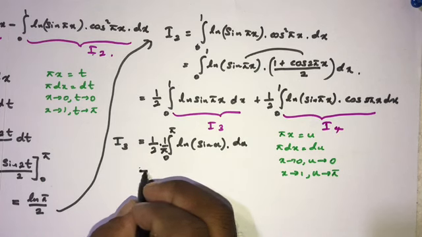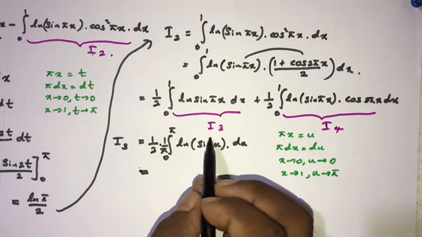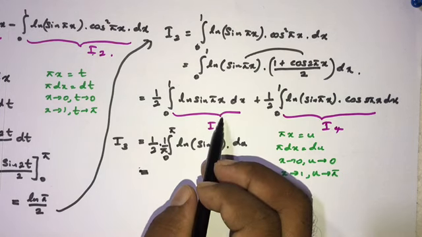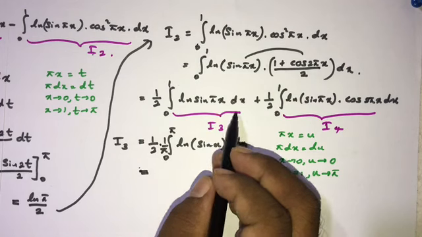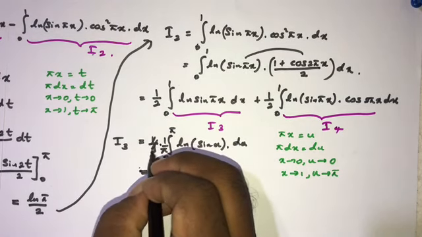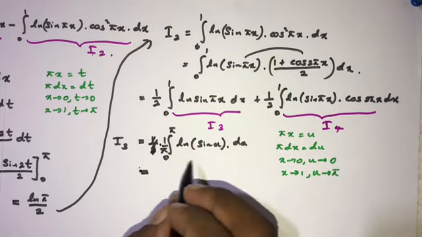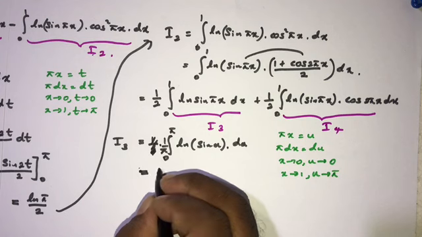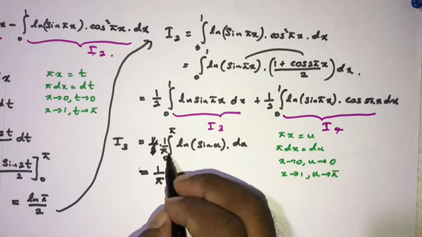Now here I took I3 is equal to 0 to 1 natural log of sine of πx dx. This 1/2 I'm not going to take. Okay, now here 1 over π, and here 0 to π.